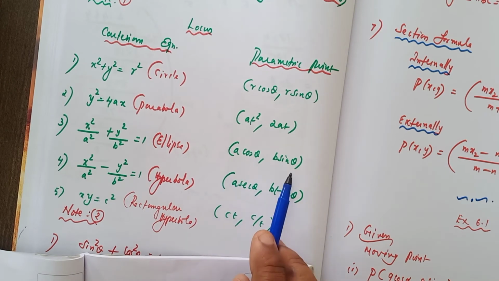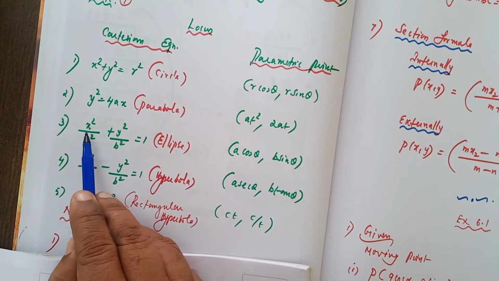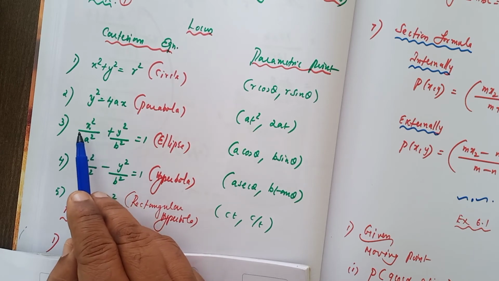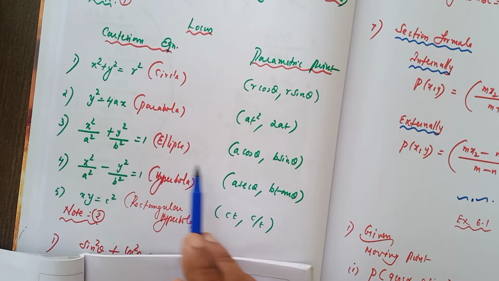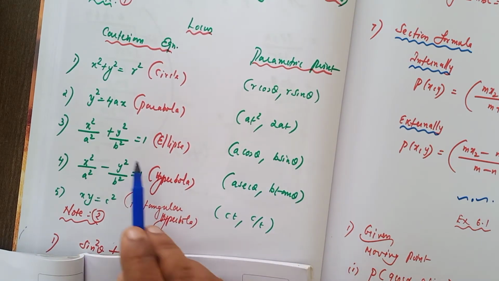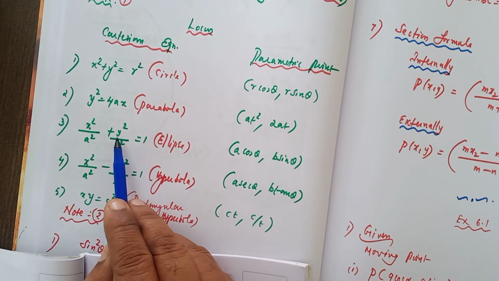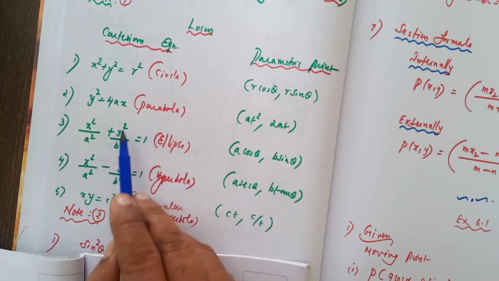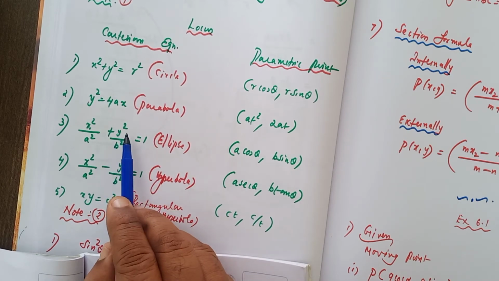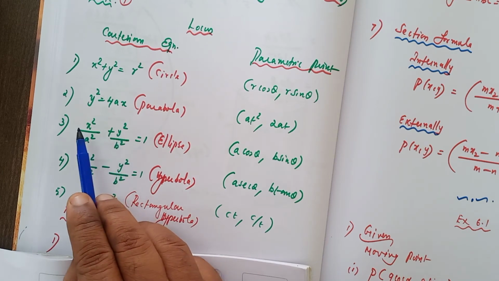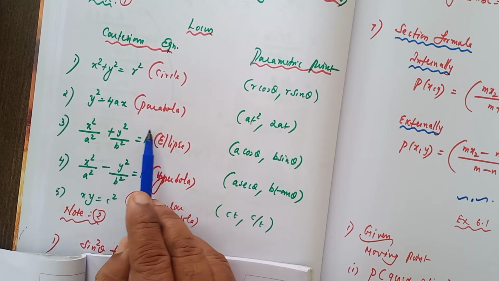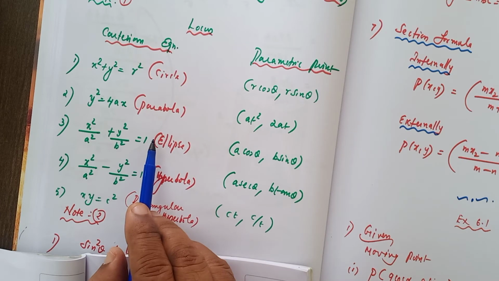Next one, a cos theta comma b sin theta. If we replace x by a cos theta, listen, x squared means a squared cos squared theta. A squared cancels, cos squared theta. Here y is equal to b sin theta. If you replace y by b sin theta, you will be getting b squared sin squared theta. B squared gets cancelled. So here you will be getting cos squared theta, here sin squared theta. Cos squared theta plus sin squared theta is 1. You will be getting the RHS.